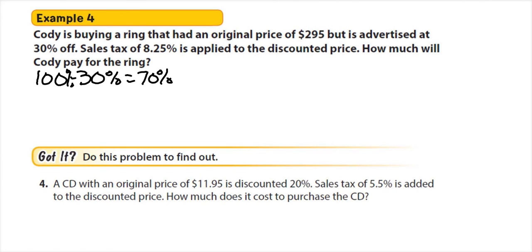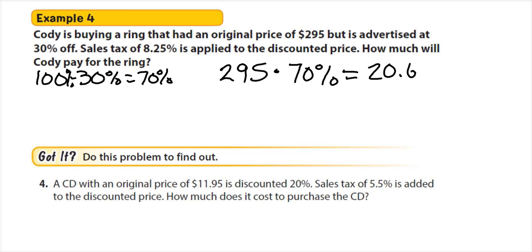So the original price was $295. We're going to multiply that by how much he's supposed to pay, which is 70%. Okay, so go ahead and type that in, $295 times 70%. That means he's only paying $206.50. Now we have to include tax on this.